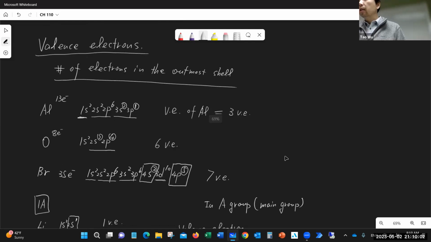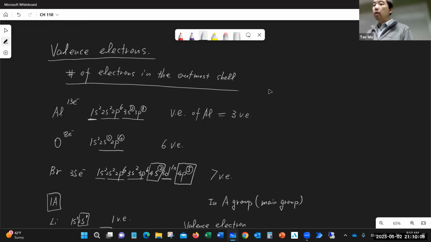And we also talk about valence electrons. This is also what we talk about today, a follow-up for this one. Valence electrons are how many electrons are in the outermost shell, which means the shell on the very outside. So once you write down the electron configuration, you just need to look at the biggest number shell and then count how many electrons are there.